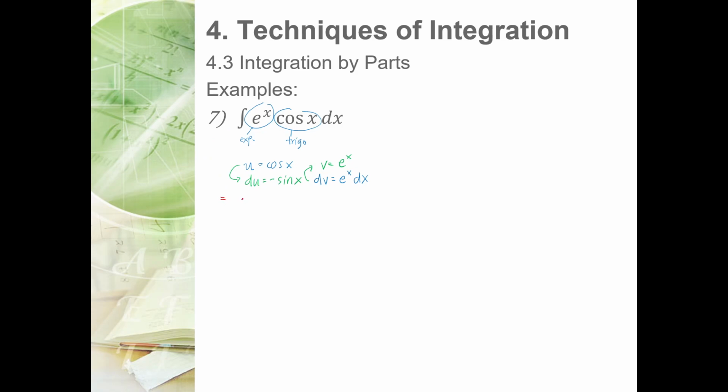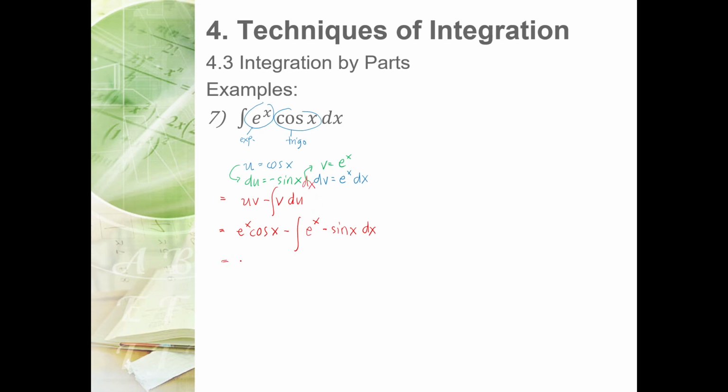Okay, so uv minus integral of v du. So e to the power of x cosine x. Again, I arrange it in the same manner as the given, instead of being cosine x e to the power of x. So I keep the same format as the given so it's easier to follow. Then next we get e to the power of x, then minus sine x dx.